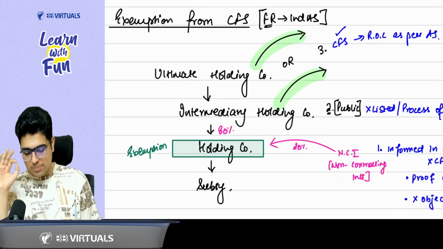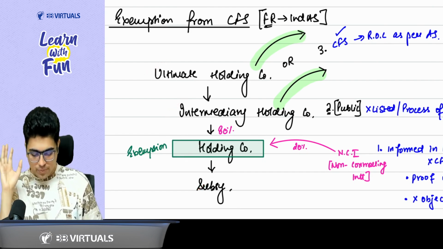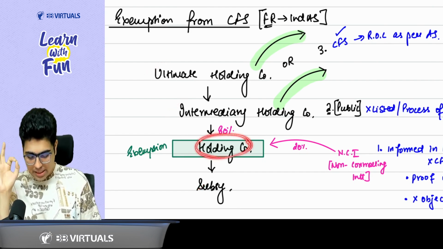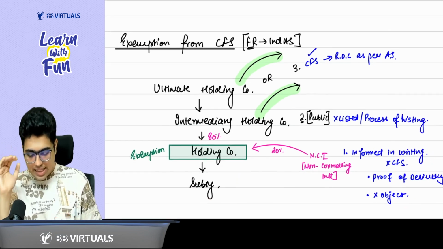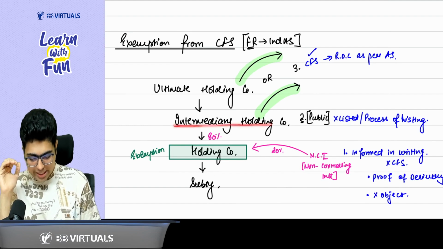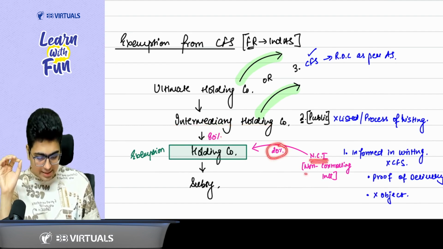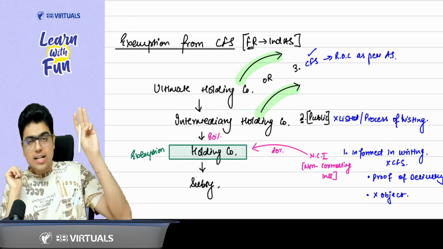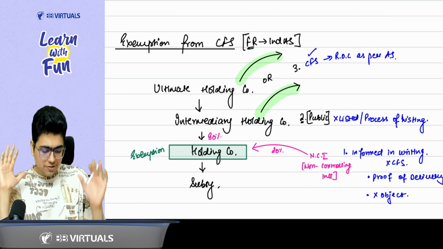Let's say there are 4 companies: ultimate holding, intermediary holding, holding and subsidiary. We are focusing on this company, and how it can get exemption from preparing the CFS even after holding a subsidiary. Okay, sir. So let's say the intermediary holding has 80% share and 20% is with other members, that is the NCI. If 3 conditions are fulfilled, then the holding company does not need to prepare the CFS.